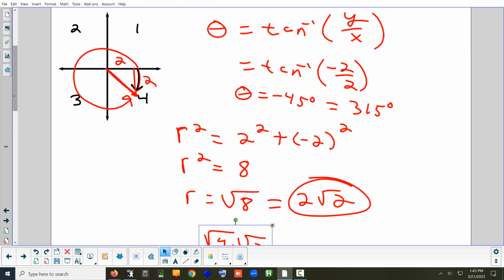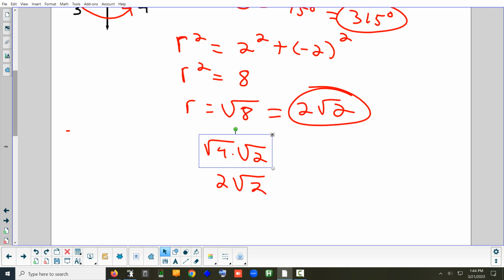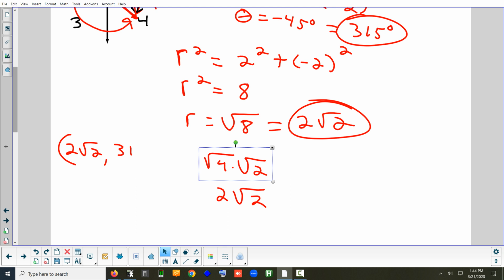Okay, so now just write your final answer. Final answer should be radius, comma, and put your angle. So radius, angle. And save it. Any question on that one? To convert to polar, it doesn't really get any more difficult than that.